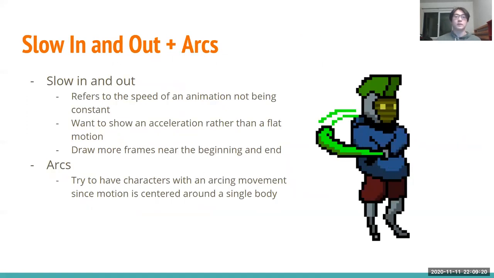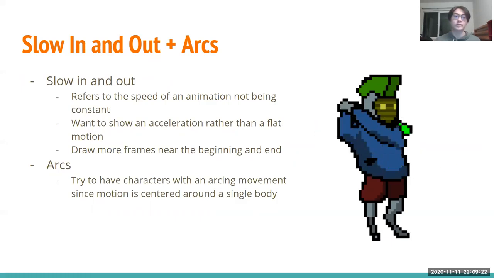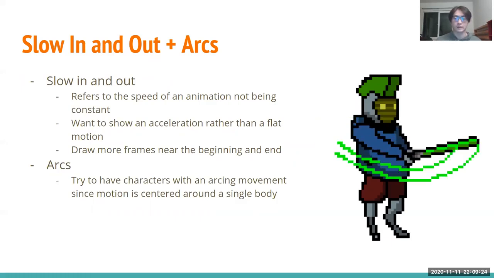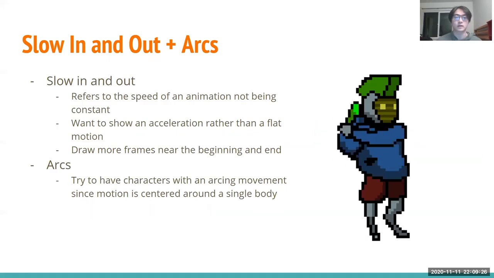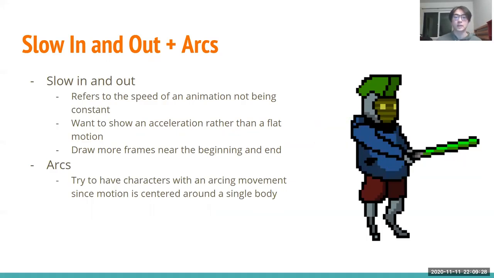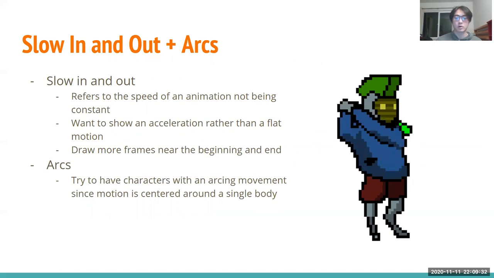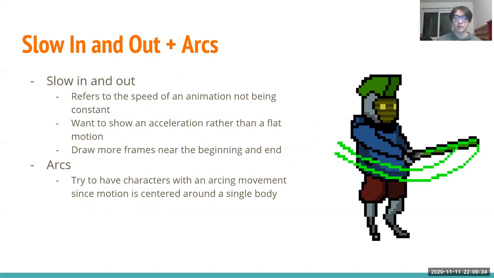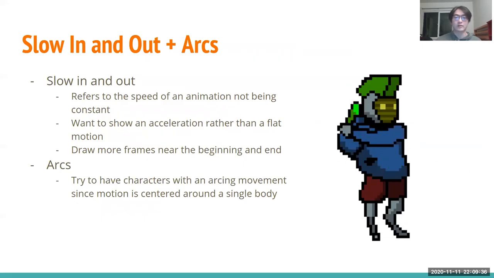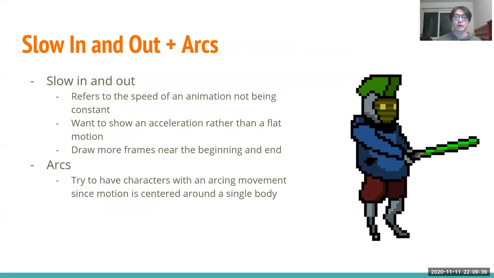Now we're going to be talking about slow in and out plus arcs. So slowing in and out, an example for this will be on the next slide. Slowing in and out refers to the speed of your animation not being constant. And basically you want to show a sort of acceleration rather than a flat motion. And in this way, this again helps smooth out your animations.